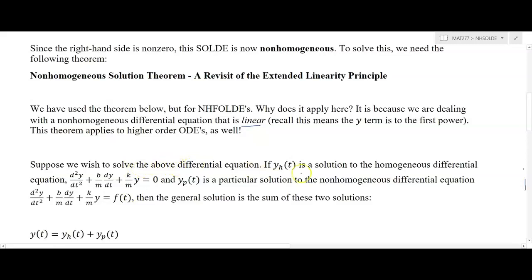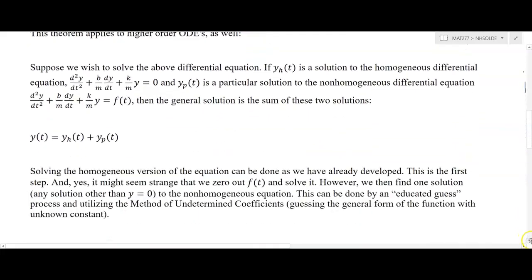Suppose we wish to solve the above differential equation. If y sub h of t is a solution to the homogeneous differential equation, so set equal to 0, and y sub p is a particular solution to the non-homogeneous equation, so the only difference between these is that this includes the f of t in there, so we have to find the general solution to this homogeneous version of the equation, and then we find a guess, oftentimes by observing the structure of f of t and then formulating our possible guess for y. Then we can sum these together and we get our general solution for that differential equation.